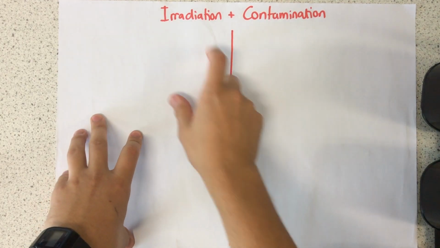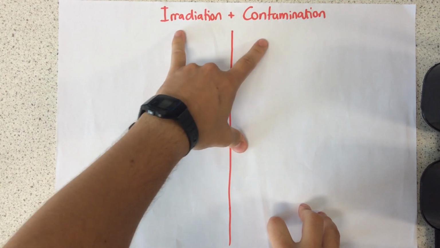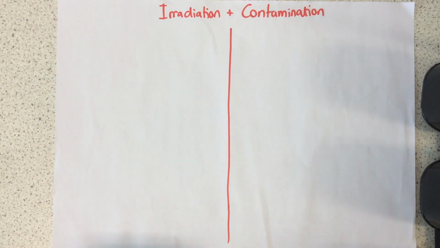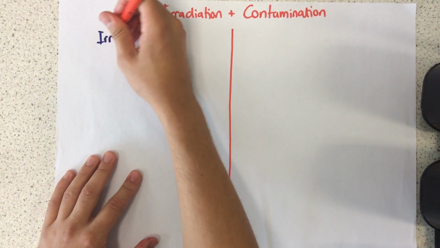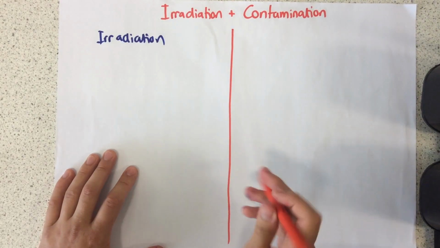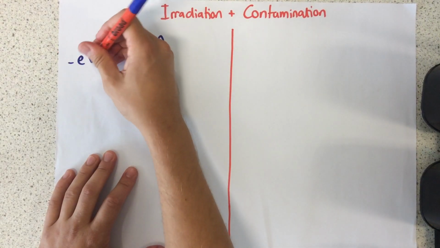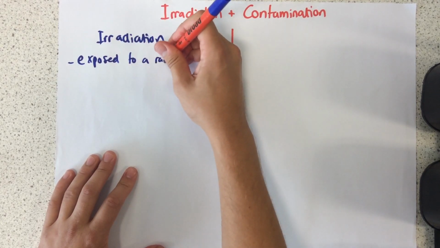Okay, today I'm going to talk to you about irradiation and contamination. These are both methods by which people can be affected by radioactive sources. So first of all, I'm going to talk to you about irradiation. Now, irradiation is just when you are exposed to a radioactive source.